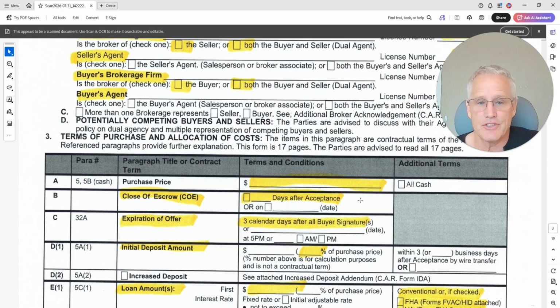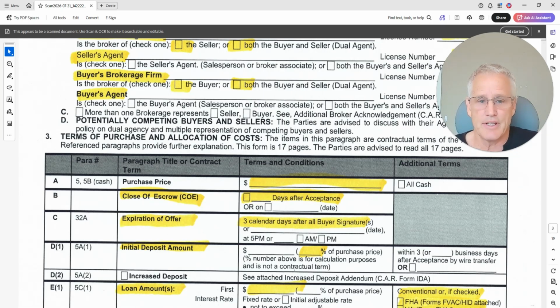Expiration of the offer: generally the standard is 3 calendar days. But if you're writing an offer in a situation where you are competing with another buyer, you might want to have your offer be maybe 24 hours. After 24 hours, the offer will expire. That way, the seller doesn't have time to go back and forth with the other client. They're going to have to make a decision based on your time frame. So standard is 3 days, but if you're in a competitive situation, sometimes people like to tighten that up to 24 hours.